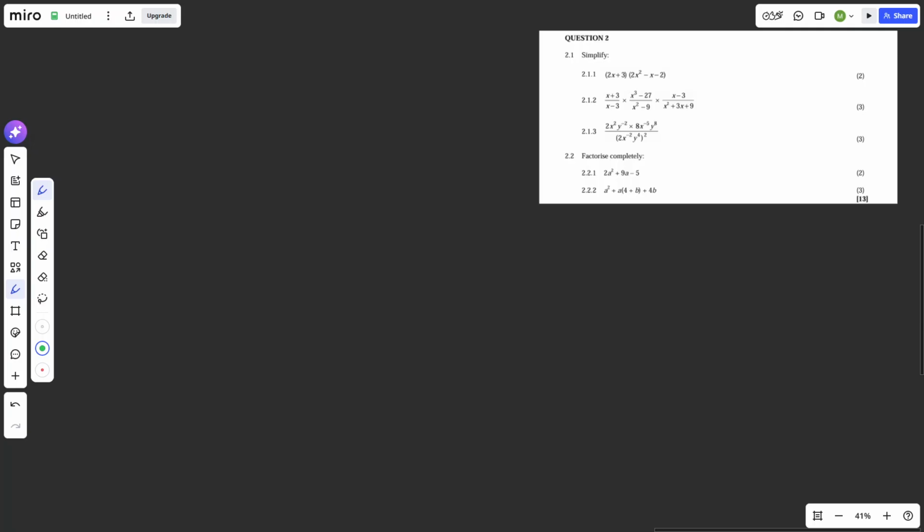In today's session, we'll be looking at some algebraic type of questions. With these questions, we're going to be simplifying the given algebraic expression, just simplifying it to its simplest form, and we'll also be doing a bit of factorization.